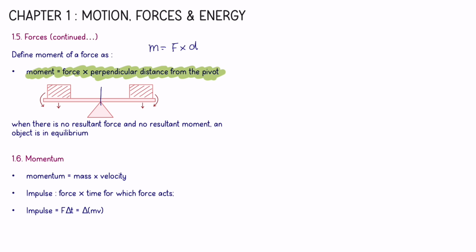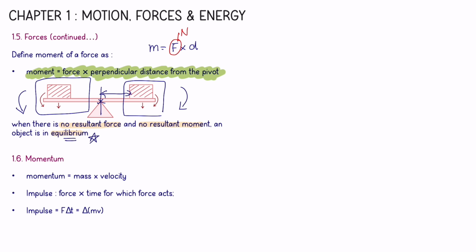Moving on, to calculate moment, you're going to take the force times distance. And the distance has to be perpendicular from the pivot point. And it will help in your calculation if you understood that there is no resultant force and no resultant moment when the object is in equilibrium. This means that the anti-clockwise moment and the clockwise moment is equal to each other when they are in equilibrium. The unit of force is in newtons and distance is in meters. So that gives us the unit for moment, Newton meters.